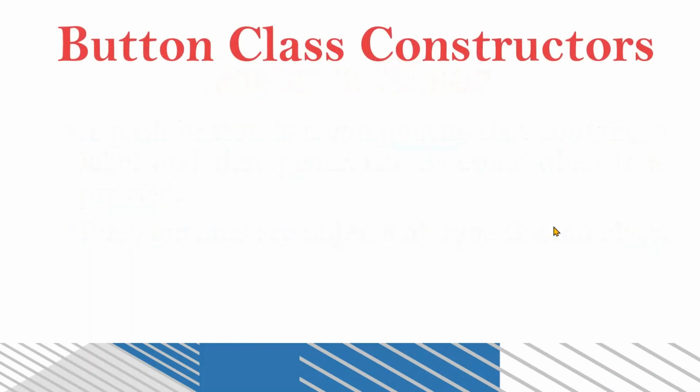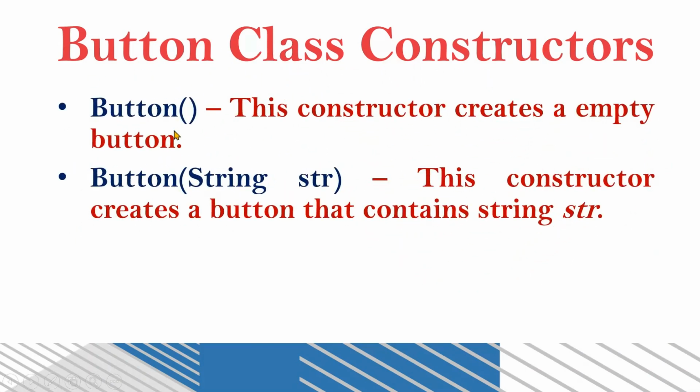Now coming to the constructors of a button. We have two constructors. One is a default constructor, or we call it a no argument constructor. Then a constructor with a string. The first one creates an empty button, that is, no label. The second creates a button with a label, that is a string. Suppose you give OK here, you get an OK button. You give cancel, you get a cancel button. But here we create an empty button.